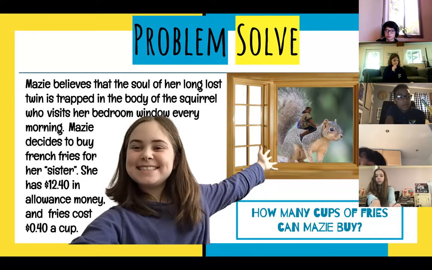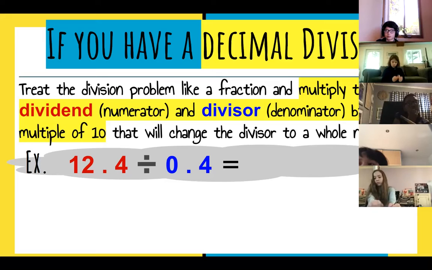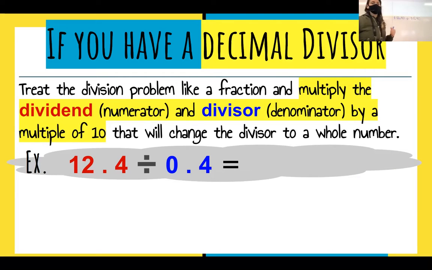When we have a divisor that's a decimal, we're going to have to change it. So when we have this, we're going to need to treat the division problem like a fraction. Multiply the dividend and the divisor by a multiple of 10 that will change the divisor to a whole number. So we have our $12.40 and our 40 cents. Notice that for the purpose of this equation, I have taken the extra zero off. Did I change the value by taking that zero off?